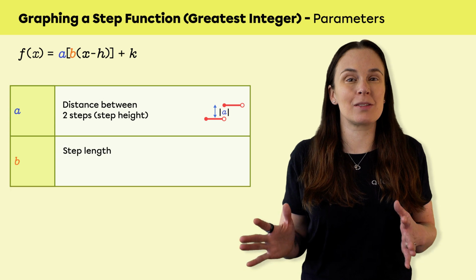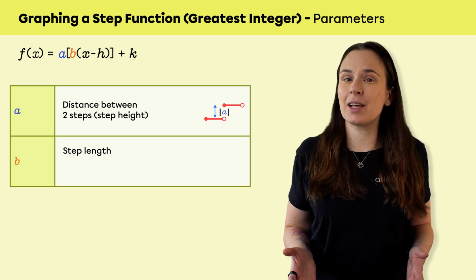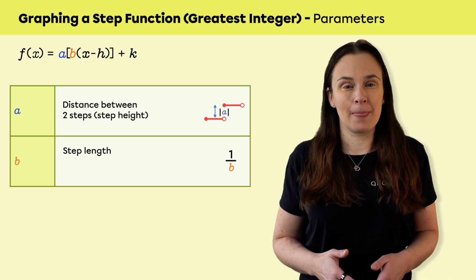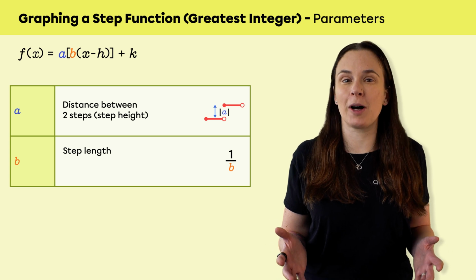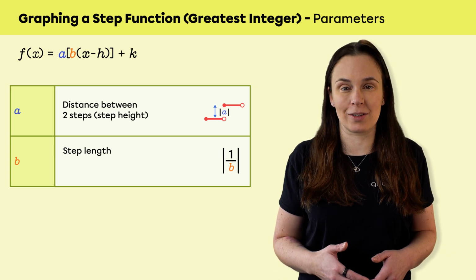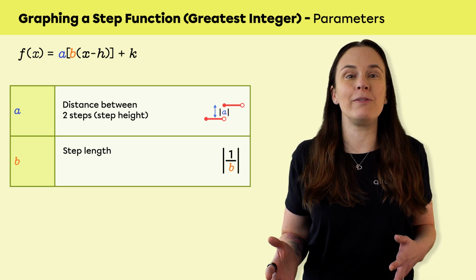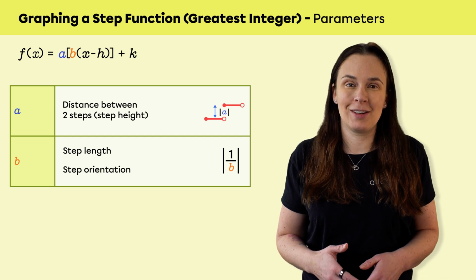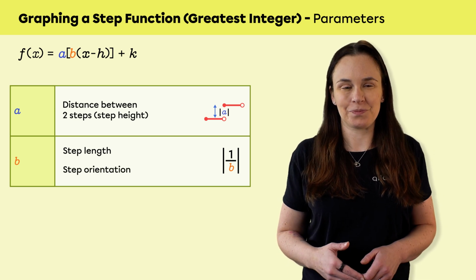Parameter b determines the length of each step. To calculate this length, we divide 1 by b. Once again, since the length is always positive, we use the absolute value of this calculation. Parameter b also influences the orientation of the steps, but we'll come back to this later.